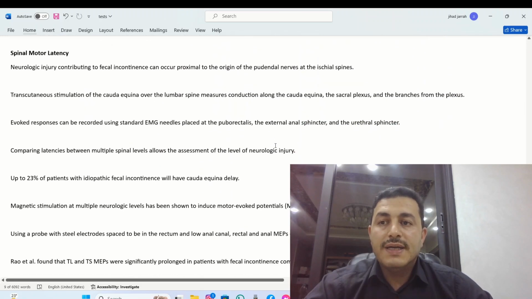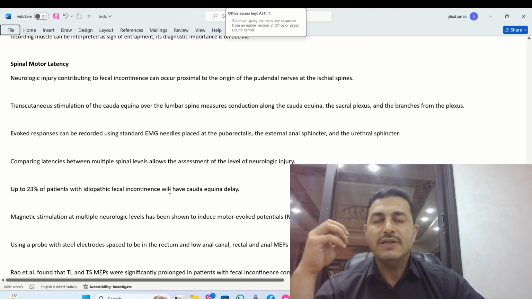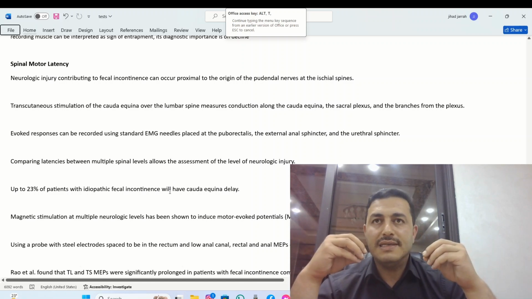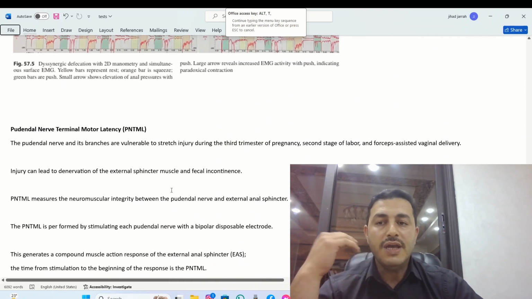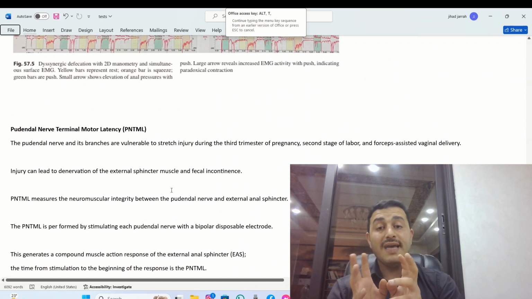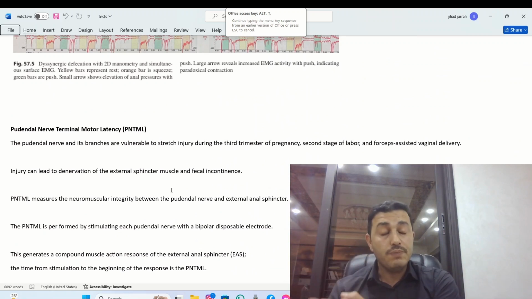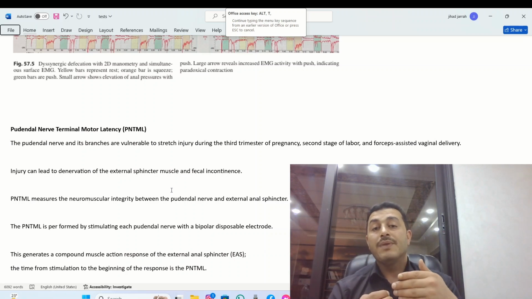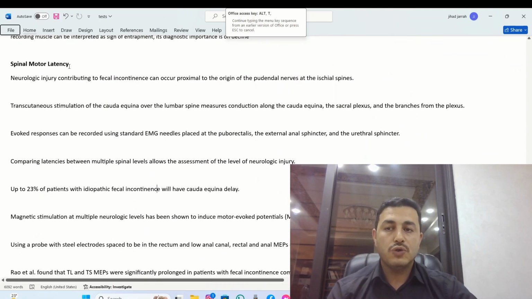Okay, let's move to spinal motor latency. The idea behind it is extremely easy. We said that the pudendal nerve terminal motor latency can detect patients with fecal incontinence due to pudendal neuropathy. But if the patient has fecal incontinence where the origin of the neuropathy is more proximal than the pudendal nerve, at the sacral root, we use what we call spinal motor latency.